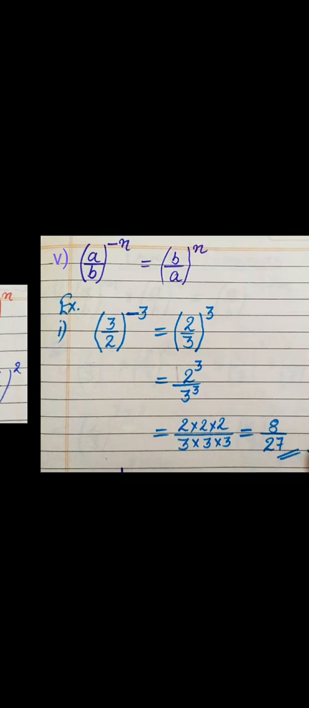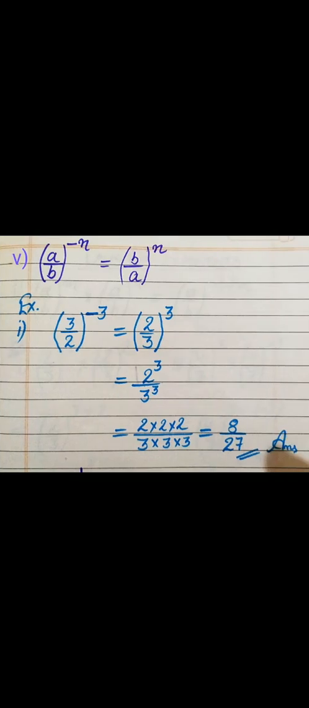Now next law is, which we have discussed earlier, that if we are having a negative power, how we can remove it. Like as there is a rational number a upon b and it is having negative power n, so we can make it positive by the reciprocal of the base. So this a upon b will become b upon a and this minus n will become plus n.